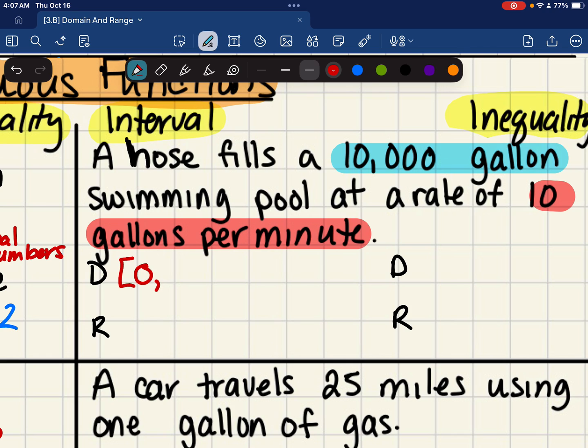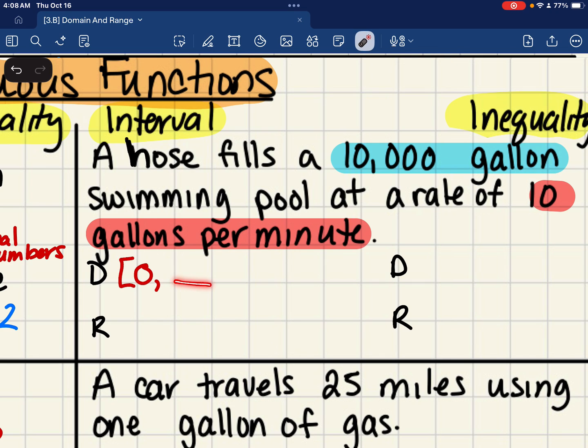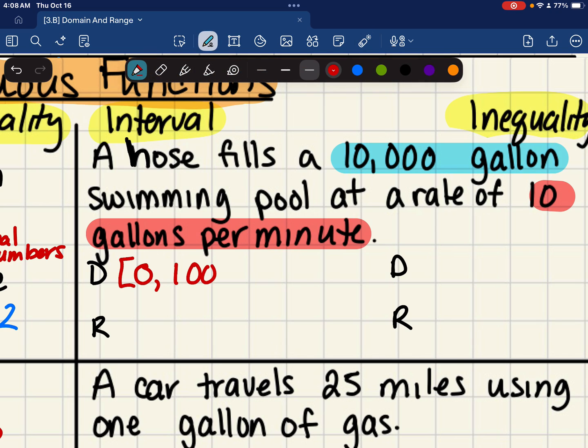So my smallest there was 0. Now the most is where kids are going to struggle because they're like, oh, it's 10. But remember, we're talking about minutes, not gallons per minute. So the way that I figure out how many minutes are passing is I would take the 10,000 and divide it by the 10, because that's how many minutes would pass by. So that's where 1,000 is coming from. And remember, I'm using square brackets because I use numbers, right? I can't fill the pool for an infinite amount of time because eventually it would reach its maximum capacity and it would just overflow, right?